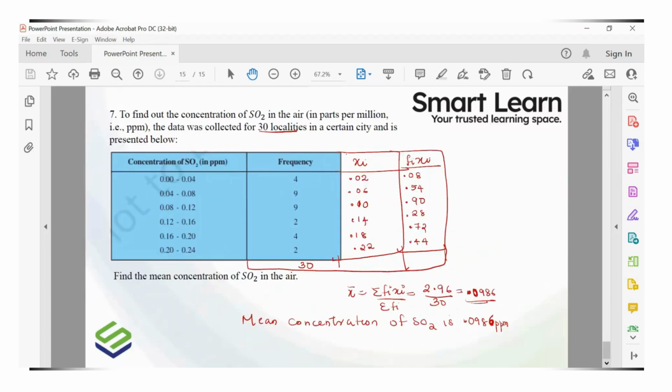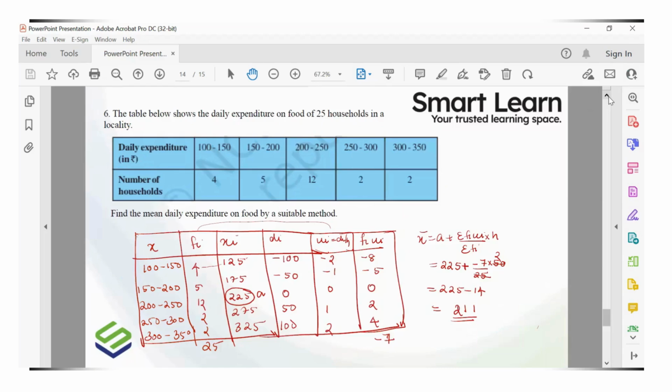Remaining all are like the same method. Here you look, children, here the value is small. Look, only one digit only is there. That means you can do the direct method. Okay. I hope this is clear, children.